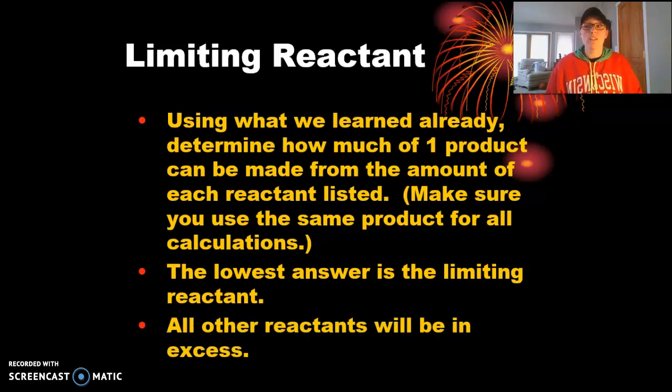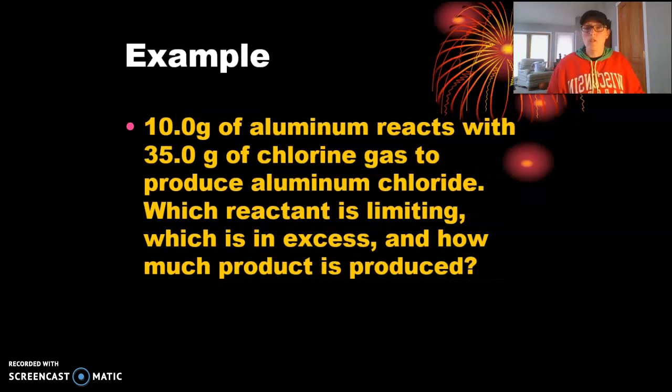Everything else is going to be excess. So that's the concept behind it, applied to the recipe. Here's how we actually do it. So let's look at this example. We have 10 grams of aluminum and 35 grams of chlorine gas, and we want to produce aluminum chloride.